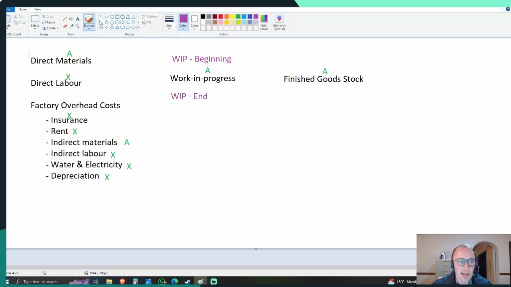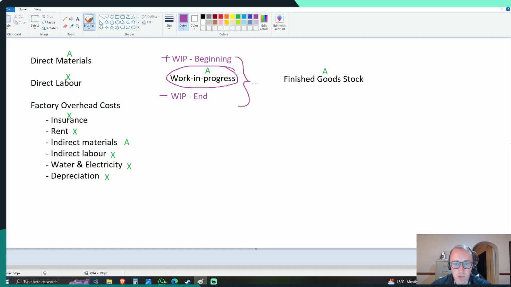So, just like with direct materials and indirect materials, we would have to take the work in progress for the year, that is the works in progress that we produced this year, add the works in progress at the beginning of the year, minus the work in progress at the end of the year, so let's say add and minus, and that will then give you your finished goods stock.